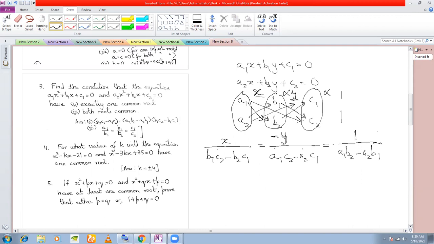From your class 9, do you remember I taught you this? Yes, sir. Only the arrows I remember, sir. Yes. So just go through this method once again. We are going to use this method of cross multiplication in our next class. Okay, so I'll stop here.